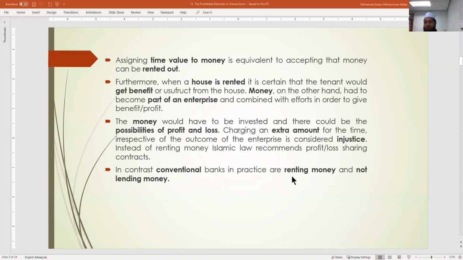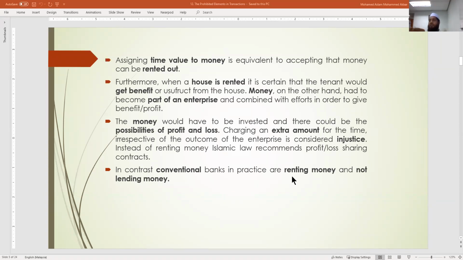The same thing Ibn Taymiyyah also says. The money must be what? Medium of exchange. You cannot store the money, because when you start storing the money, then you consider money as a commodity. That's the reason why in Sharia, money is not a commodity. Because of that, money cannot be rented out. Because of that, renting money on the basis of interest is called riba.